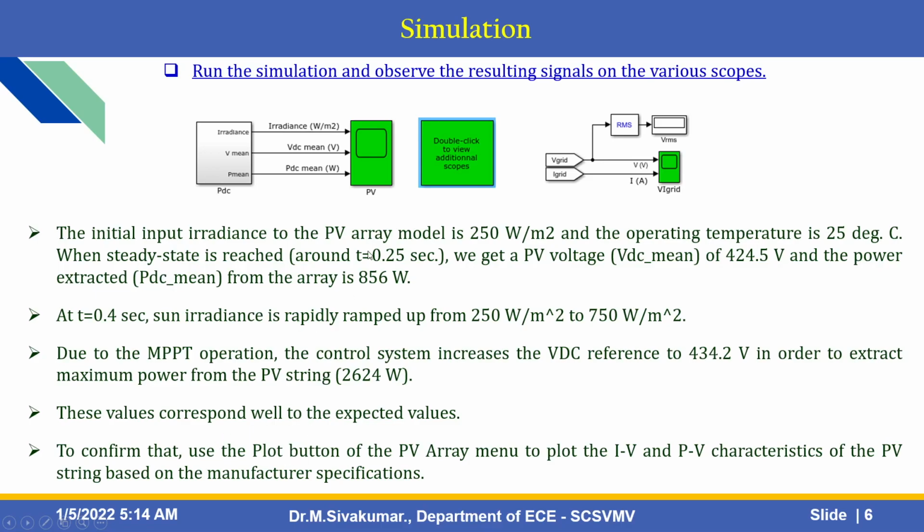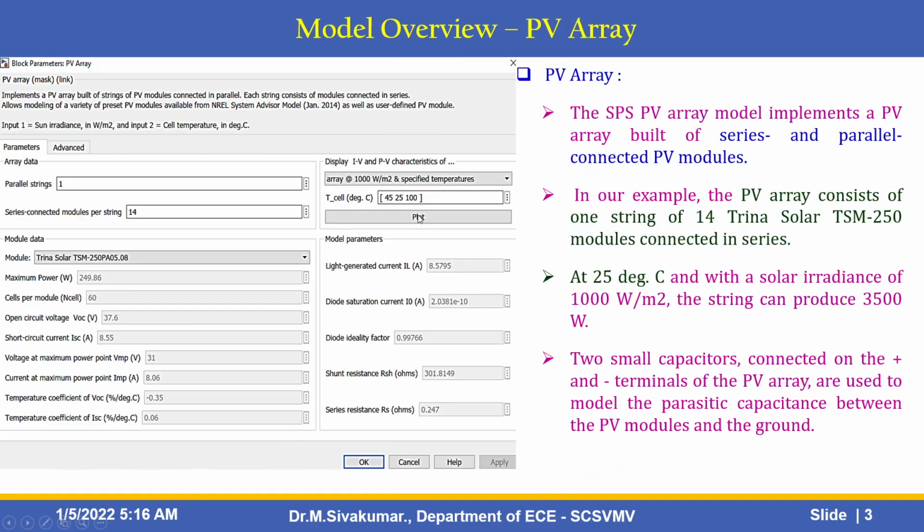To confirm that, you can use the plot button of the PV array block menu to plot the IV and PV characteristics of the PV string based on the manufacturer specification. To confirm, you need to click the plot option. You will get the display of current versus voltage and power versus voltage characteristics of the selected model.